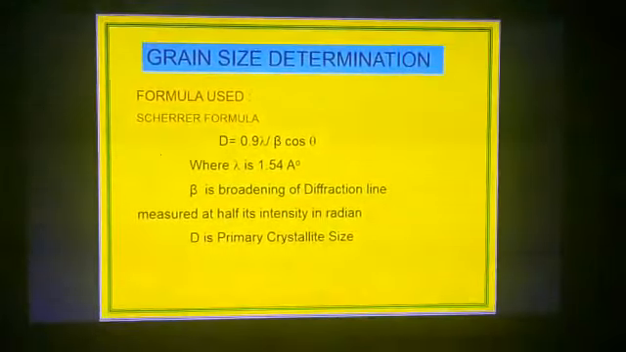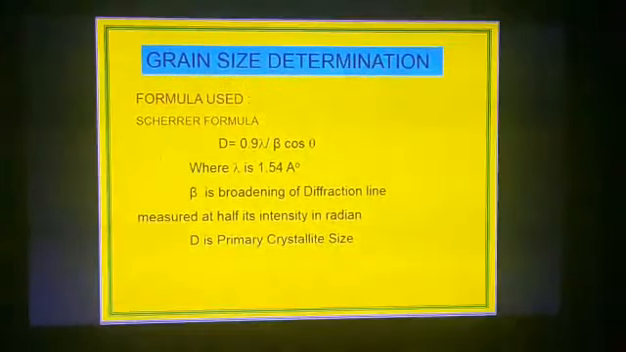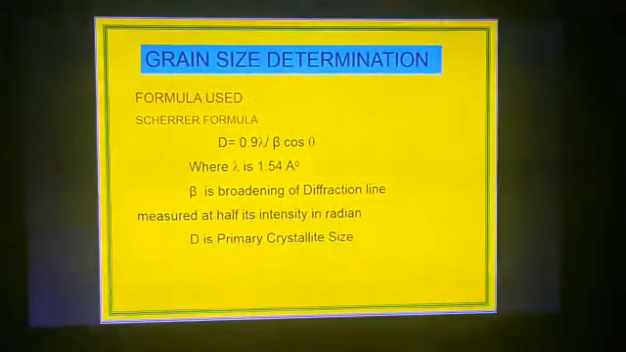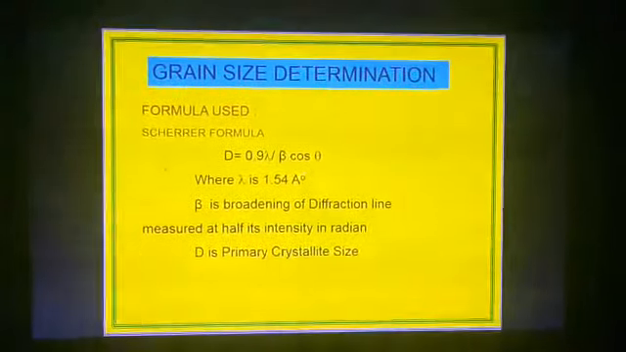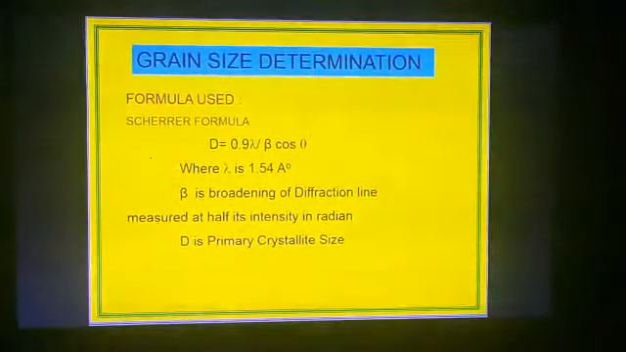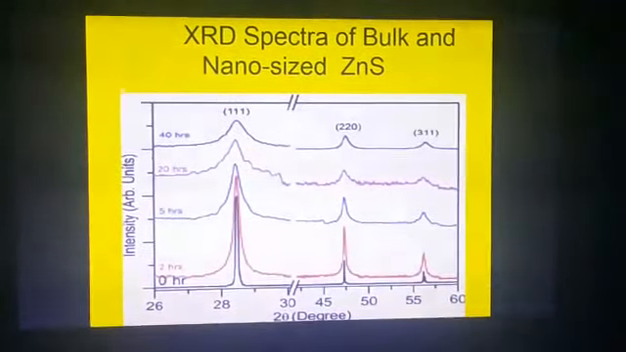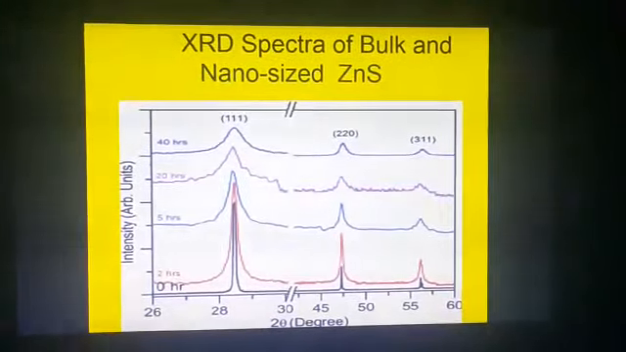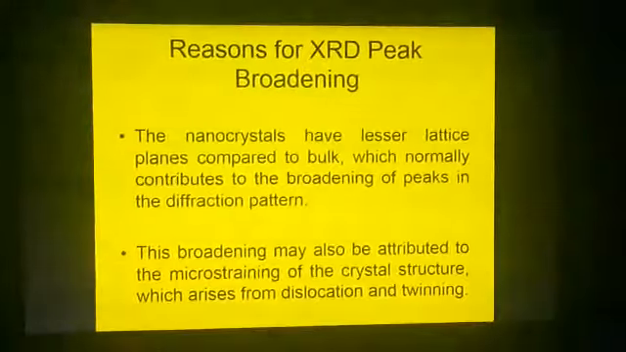This formula was given by Scherrer, and it is called the Scherrer formula. Basically it is D equals 0.9 lambda divided by beta cos theta. D is the grain size or the crystallite size, lambda is the wavelength of the incoming beam or radiation, and beta is the full width at half maximum, which can be found from the XRD spectra. If we go back, you can find the full width at half maximum from here, and the theta value you can find from the 2 theta, and just put it in the formula and you can find out the grain size.